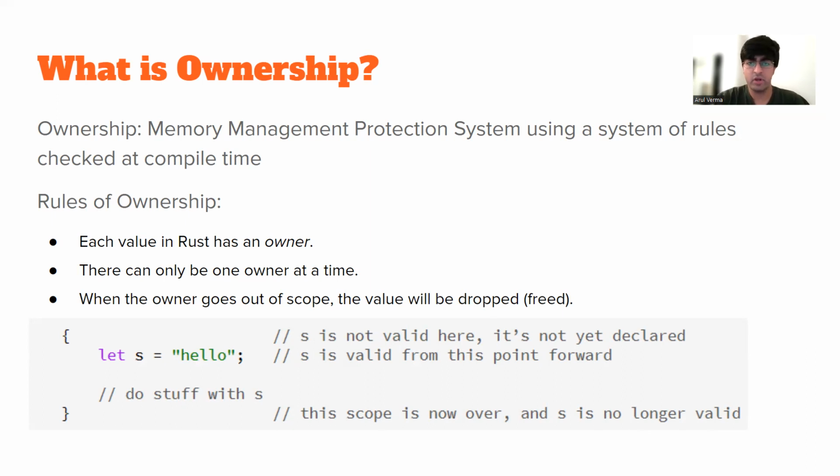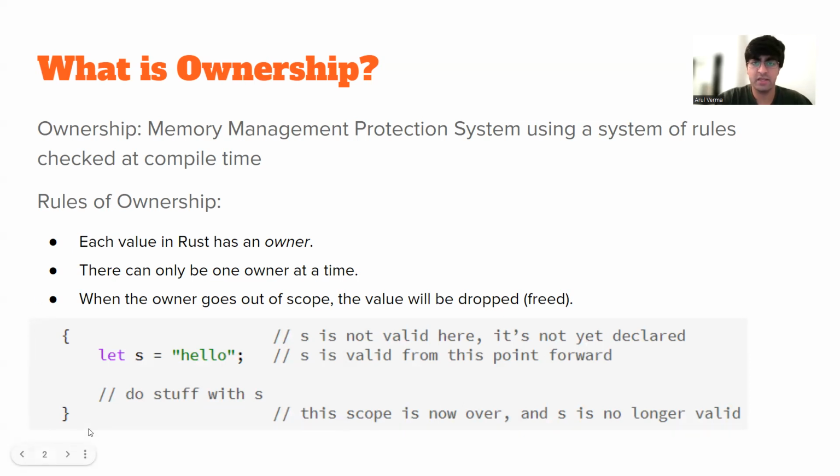Below, we can see an example of what I mean by out of scope, or scope in general. Scope essentially refers to the curly braces that the variable is encased in. In this case, let s equals hello declares s inside the scope of these curly braces. That means that s exists and can be used in any way, shape, or form inside these curly braces. s is not valid prior to these curly braces or after these curly braces end.